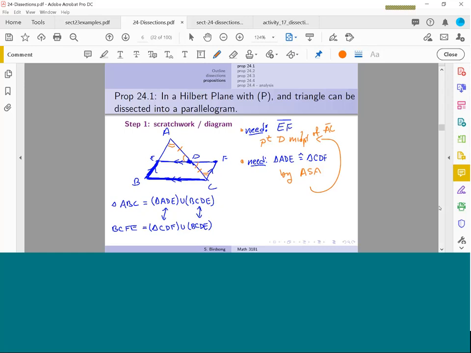So let's put it all together. The next slide is going to be the two steps where we deal with the actual Hilbert construction, and then we're going to prove that these two triangles are congruent to each other.